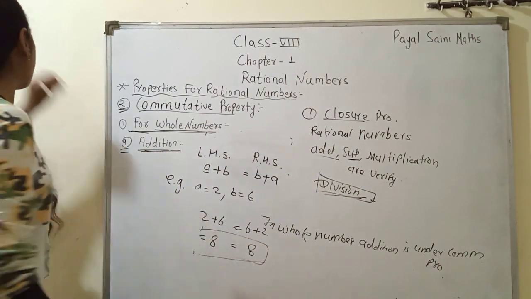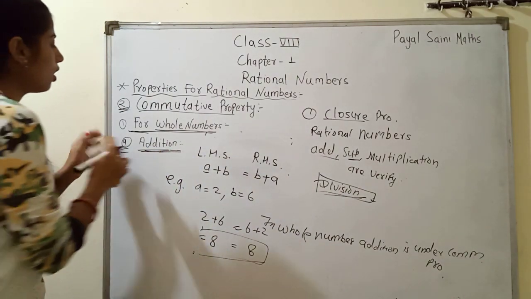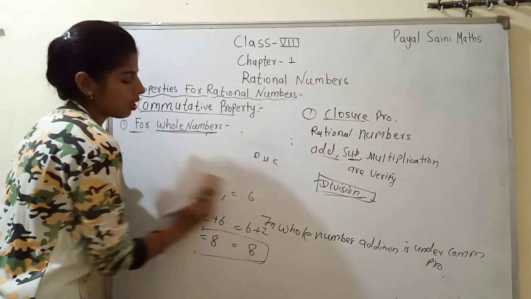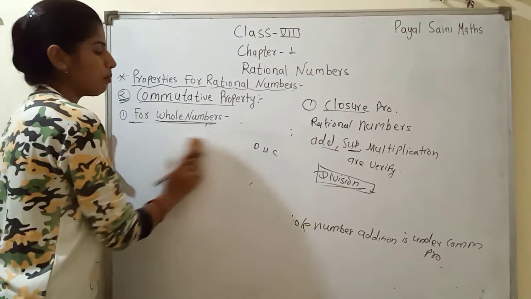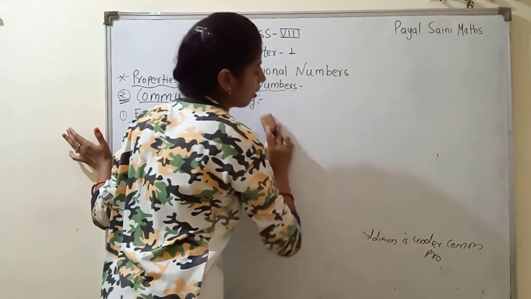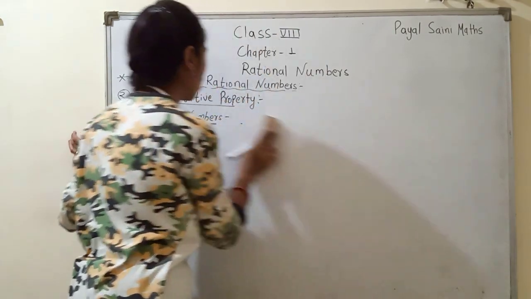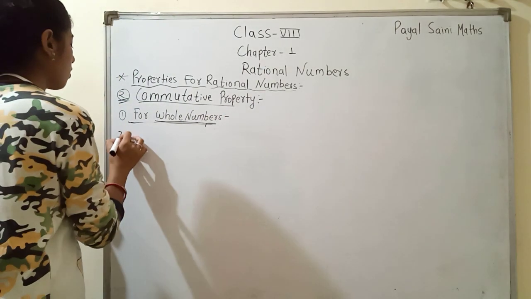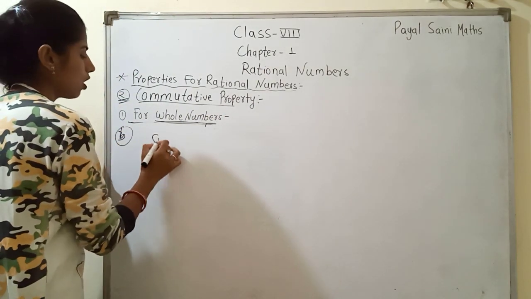Now we start the second one, subtraction. In whole numbers now we check for subtraction. In subtraction the method is the same, only the operation sign is different. The operation sign we put here is minus. So the second point is subtraction.